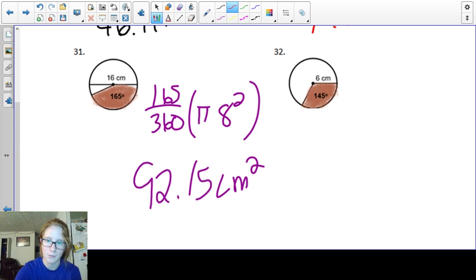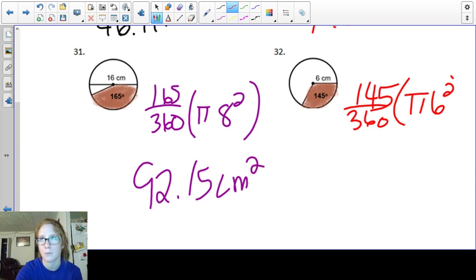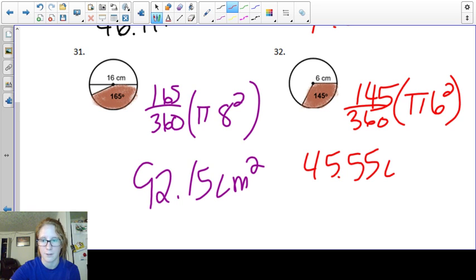And that last one, 145 out of 360 times pi 6 squared, which gives me 45.55 centimeters squared.